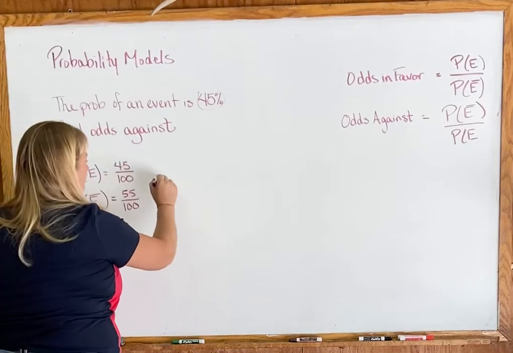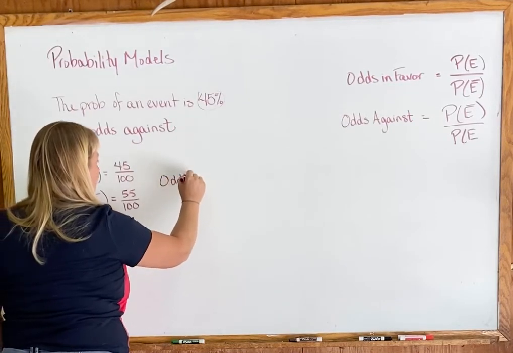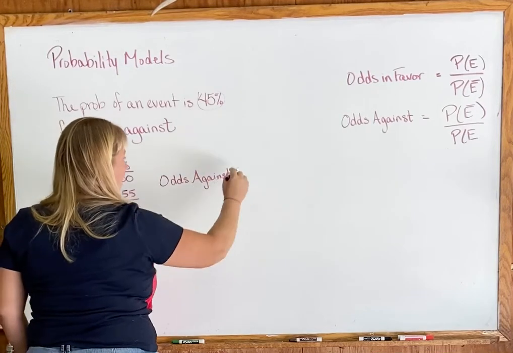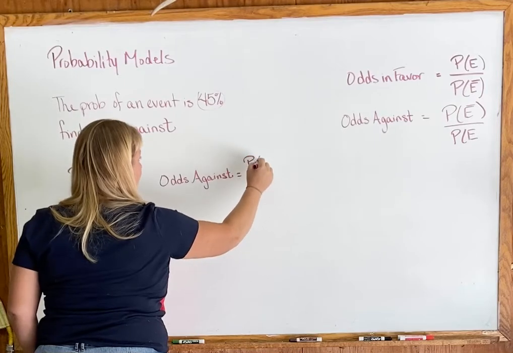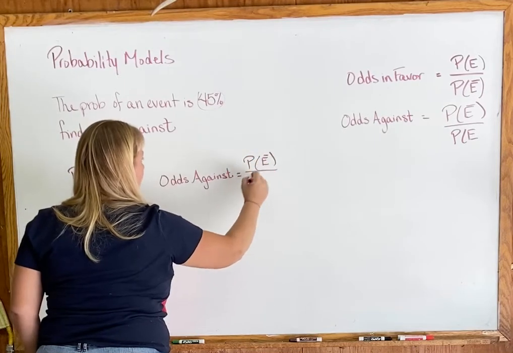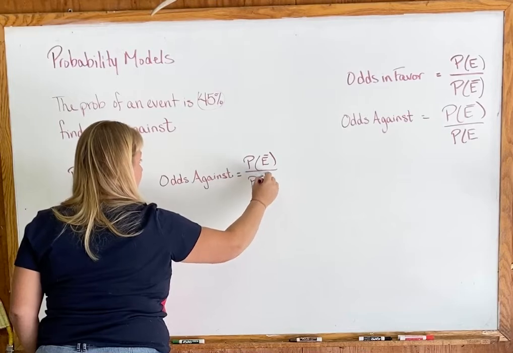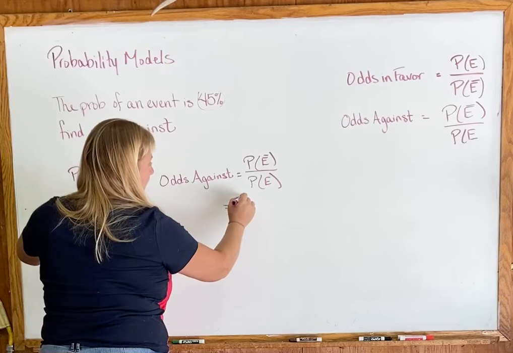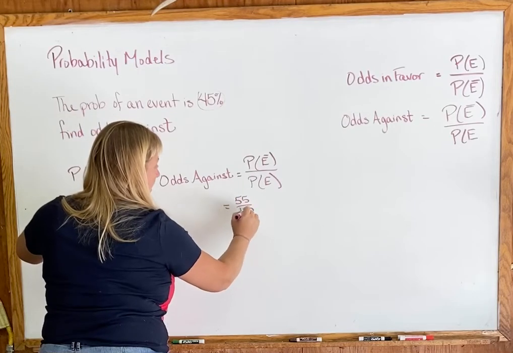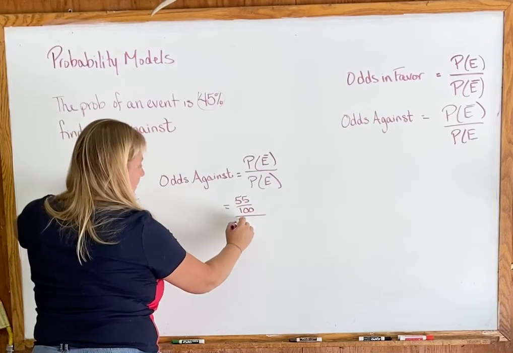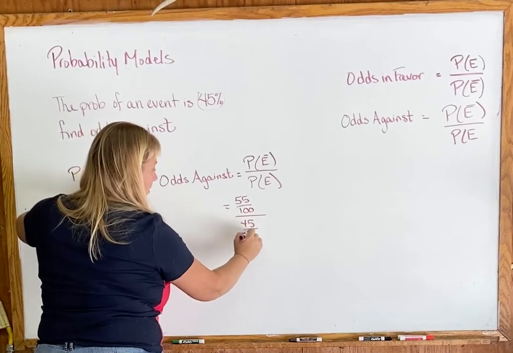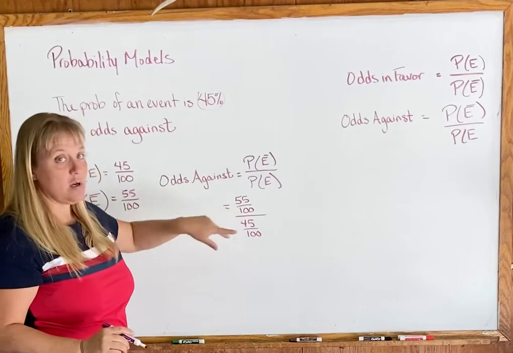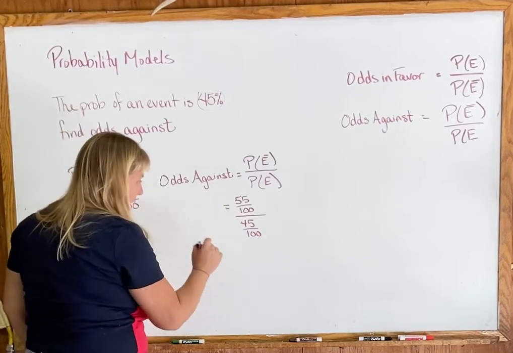So if we want odds against, we're going to use that second formula, the probability of E complement over the probability of E. So we're going to take this guy, 55 over 100, and we're going to divide it by 45 over 100. Now, normally, but not always, these two denominators are going to be the same.